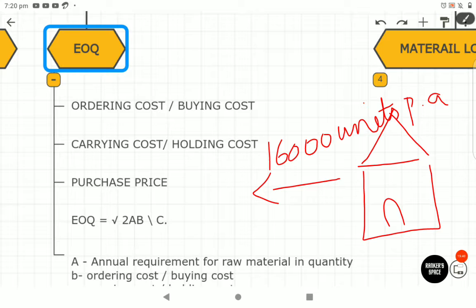So what you do is, in one shot, you purchase all those 16,000 units and keep them in your factory. You're purchasing 16,000 units in one shot for a whole year and keeping them in the factory. So what happens in this case? Your carrying cost will increase.